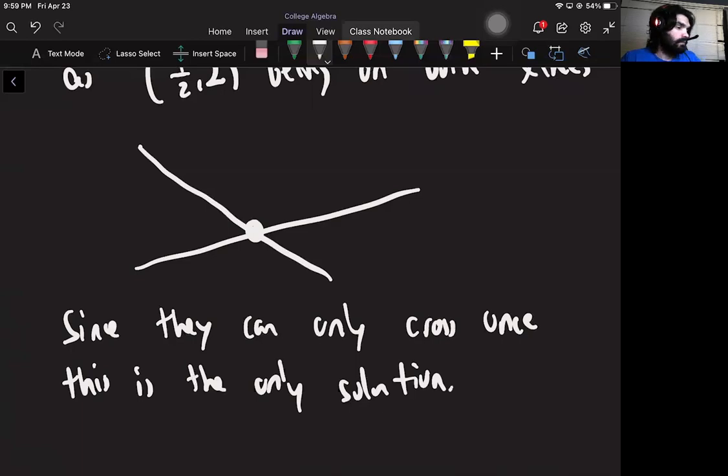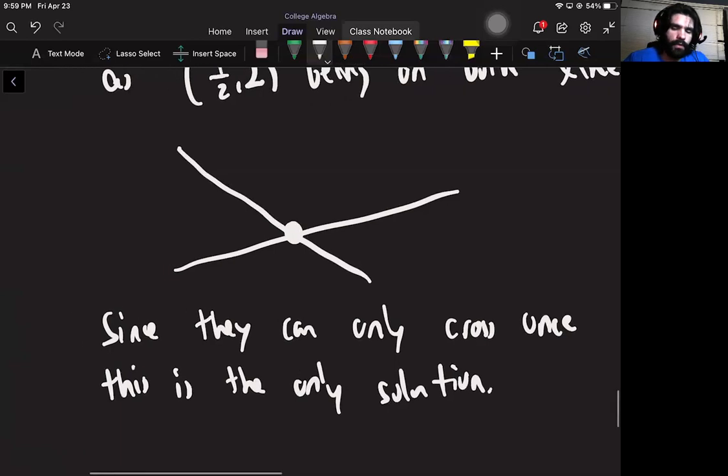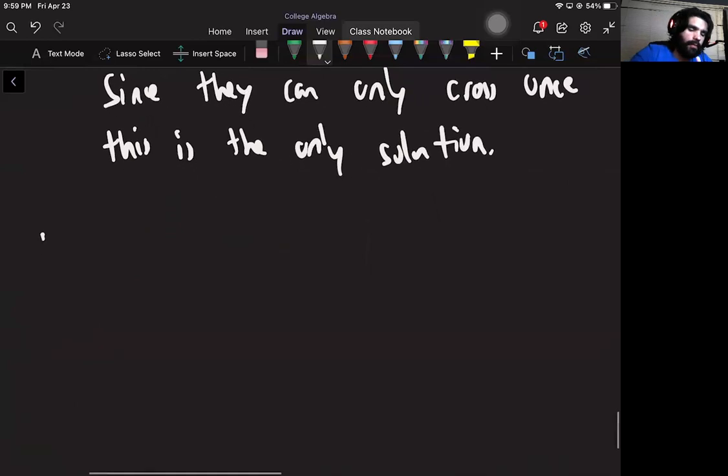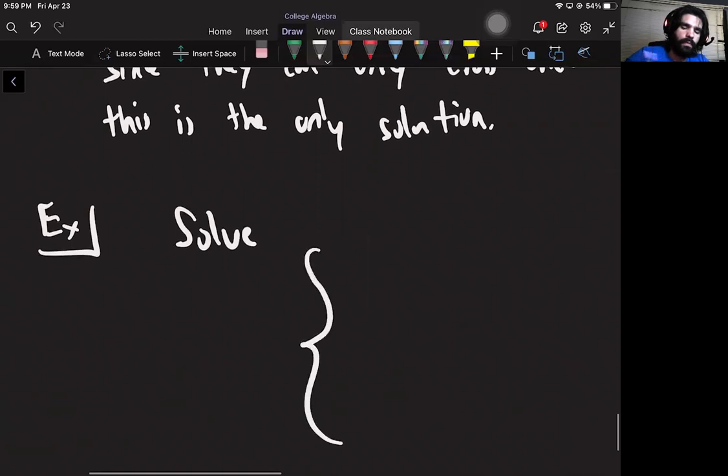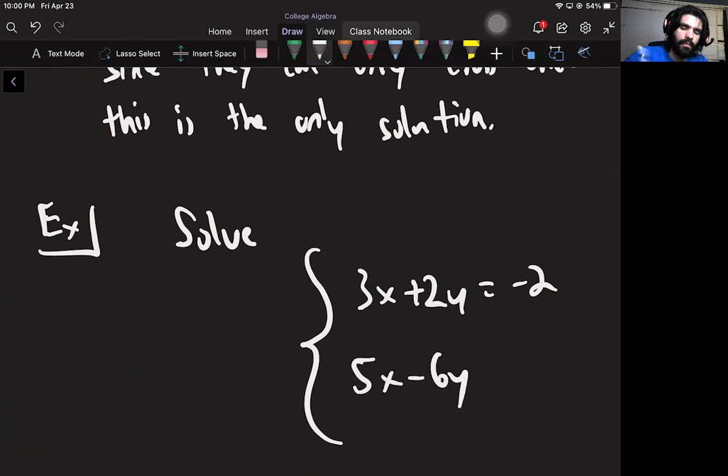Okay. So let's do another example with the other method. So we'll do a new system, solve this one. It's a good curly bracket I drew, pretty good. 5x minus 6y equals -22.